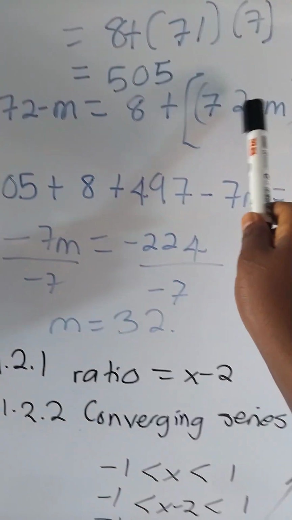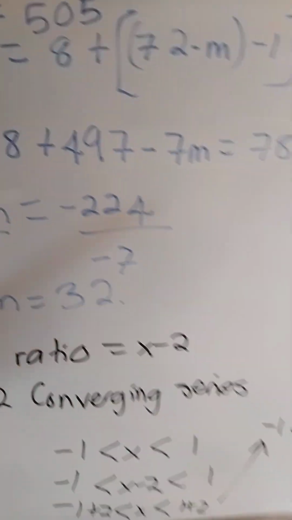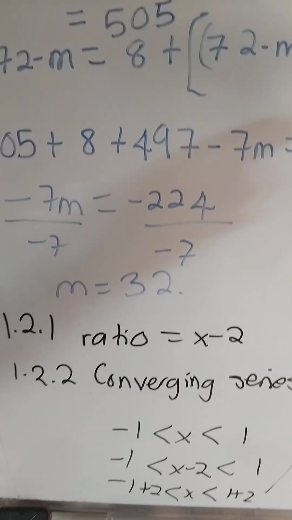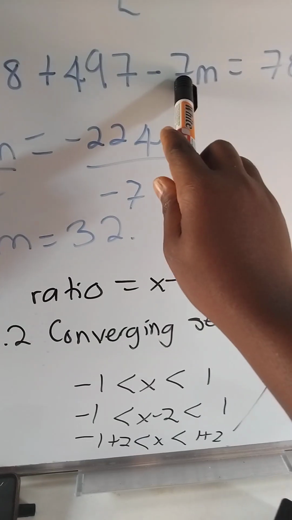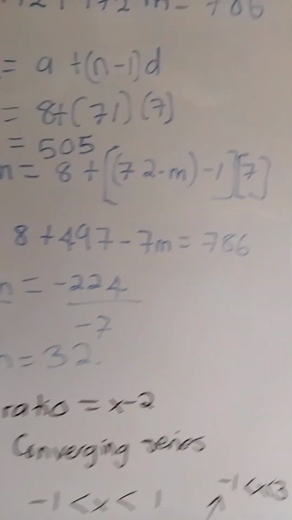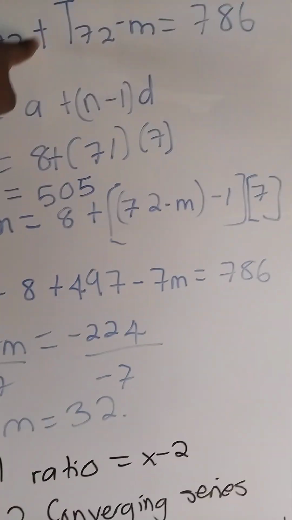Where there is n, you substitute 72 minus m, and then you substitute the same things as we did. So if you multiply this one by that, you get this, and then the 8 minus 7m is equal to 786. So you come and substitute the answer that you get here into the original equation, which is this one.